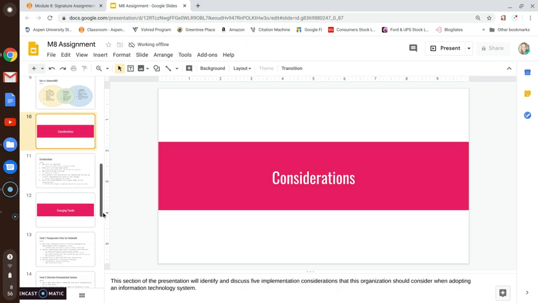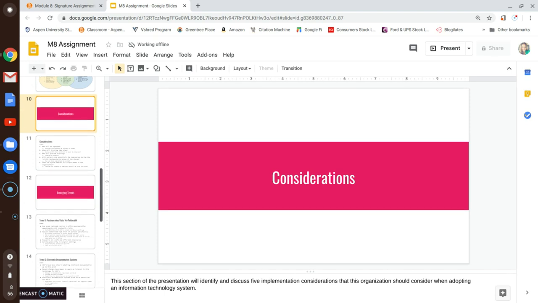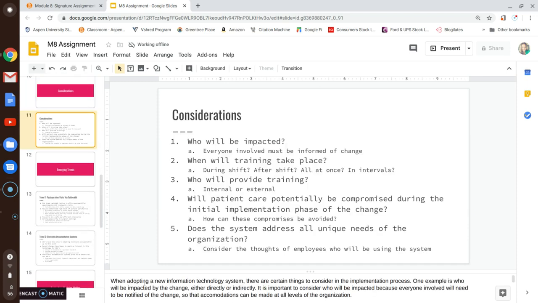Considerations. This section of the presentation will identify and discuss 5 implementation considerations that this organization should consider when adopting an information technology system. When adopting a new information technology system, there are certain things to consider in the implementation process. One example is who will be impacted by the change, either directly or indirectly.